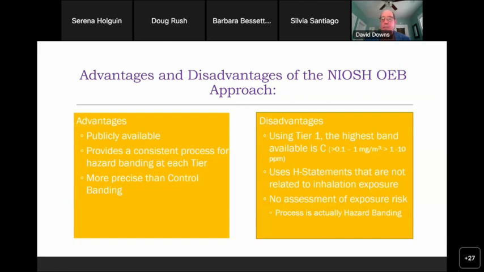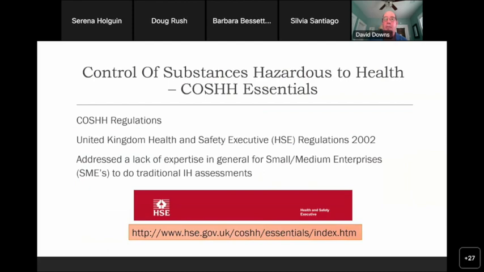The process that NIOSH has developed is a very good process for doing hazard banding, so I see that as a little bit of a limitation on that approach. So that's the NIOSH approach. Let's move on, and we'll go ahead and talk about the COSHH Essentials.